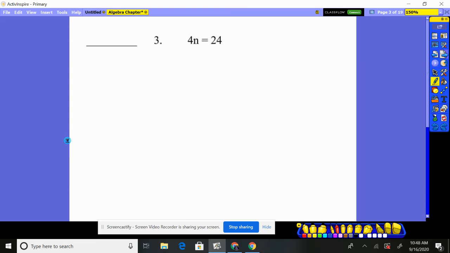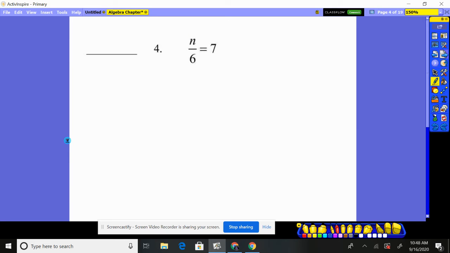Number 3, 4 times n equals 24. So how are we going to undo multiplying by 4? Well, we undo it by dividing by 4. But if I divide the left by 4, you better divide the right by 4 to keep it balanced. N is equal to 6. 4 times 6 is 24. So there's our answer to number 3.